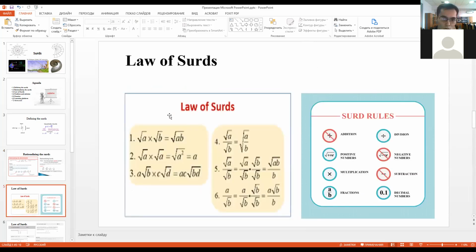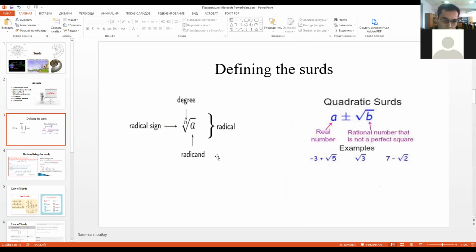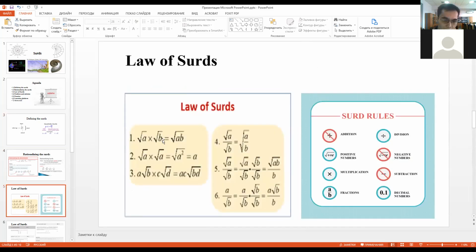Now we come to the laws of surds. Okay, the first one. You can multiply surds with each other, but you have to multiply the radicands. A multiply B. So if you multiply the same surds with each other, their power increases, and you will have only one surd. Okay, like this.